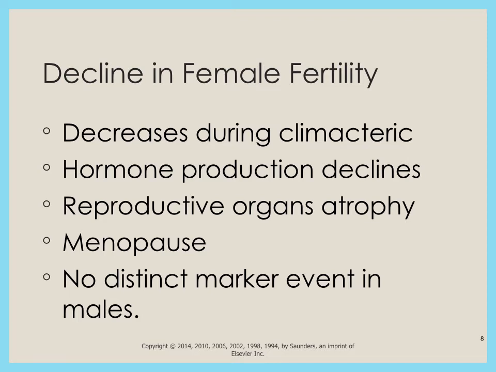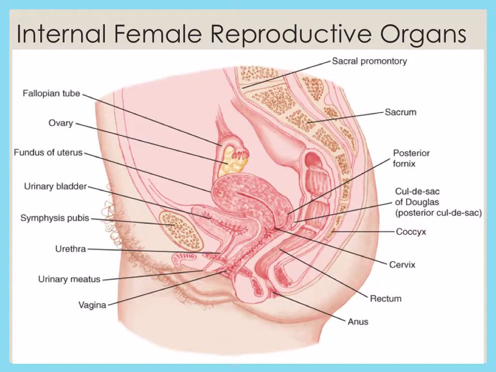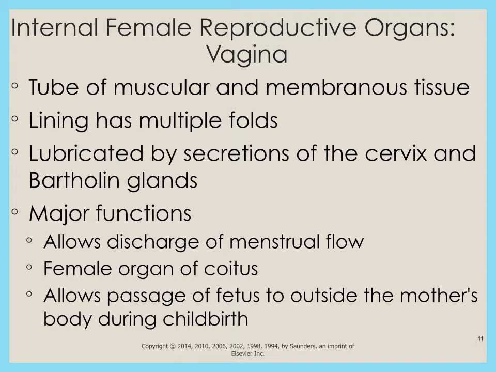The next couple of slides are going to be visualizations of the external female reproductive organs, internal female reproductive organs, and we'll also take a look at male reproductive organs. Slide 11 over here is just going to be a breakdown of the previous visualizations that we saw in the female reproductive system.